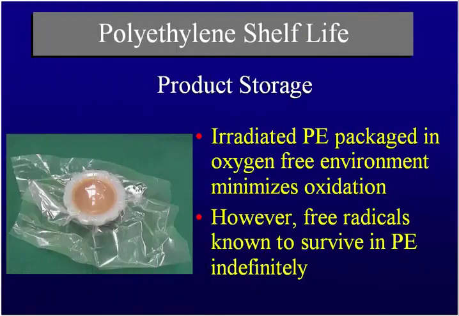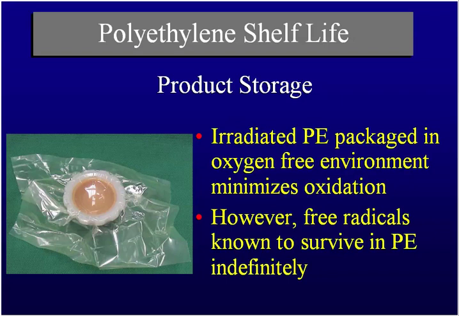Here's another area that's a little bit more straightforward. Polyethylene shelf life. Irradiated polyethylene packaged in an oxygen-free environment minimizes oxidation. However, if that package degrades over time and you can get oxygen into that package, then you can get more oxidation, because when you irradiate a polyethylene and you put it into a package, you still have some of the free radicals there. And if the oxygen trickles in through that packaging, you can get oxidation on the shelf.